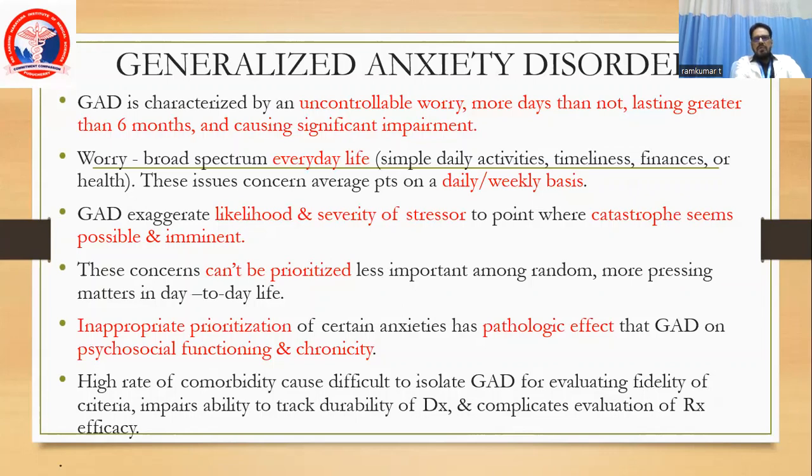Worry has a broad spectrum: everyday life, simple daily activities, timeliness, etc. These issues concern average patients on a daily or weekly basis. GAD patients exaggerate the likelihood and severity of stress to a point where catastrophe seems possible and imminent. These concerns can't be prioritized as less important among random, more pressing matters in day-to-day active life. Inappropriate prioritization of certain anxieties has a pathological effect on psychological functioning and chronicity in GAD.